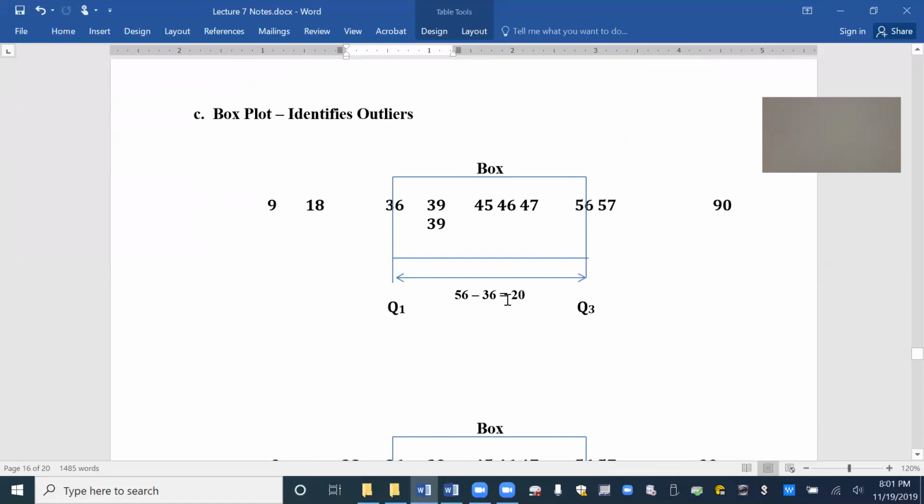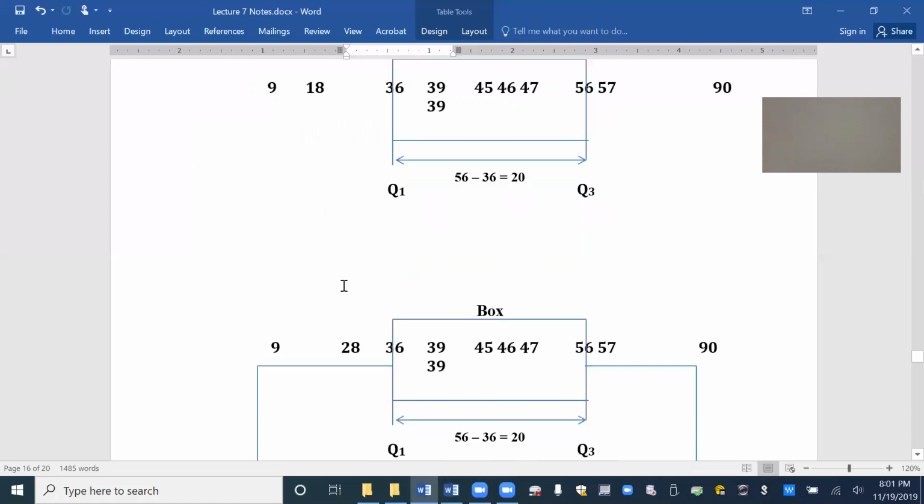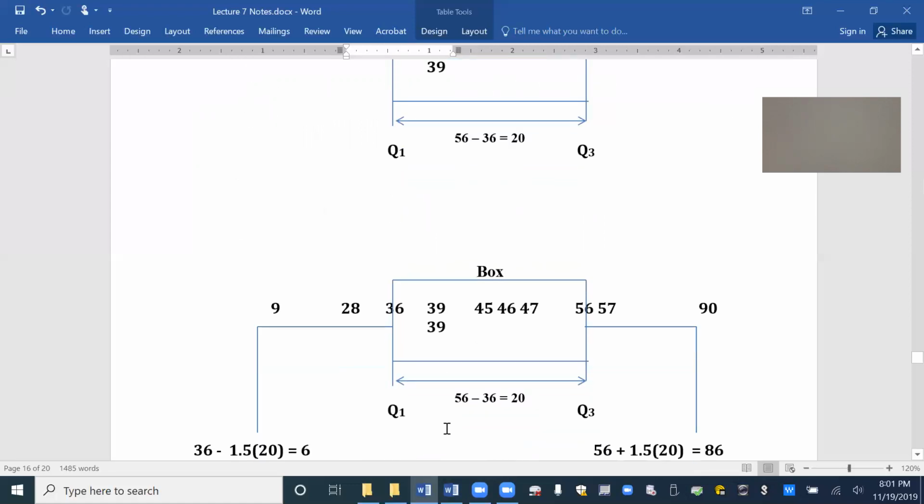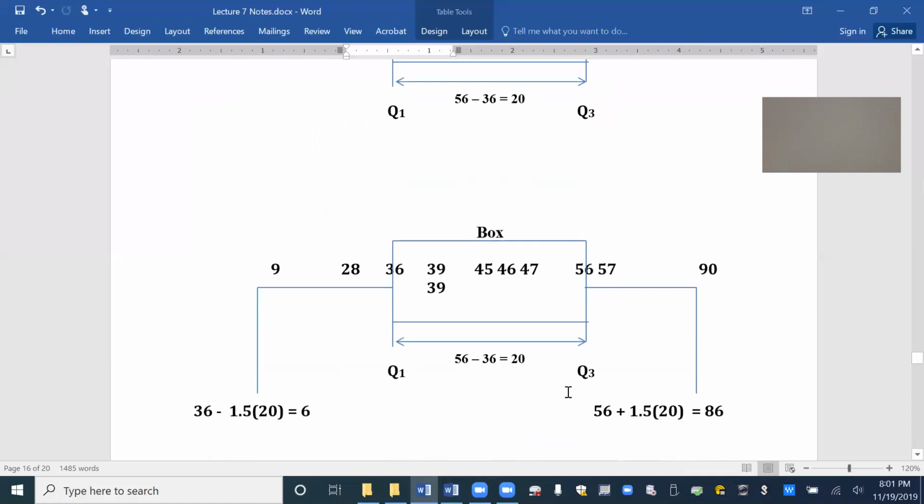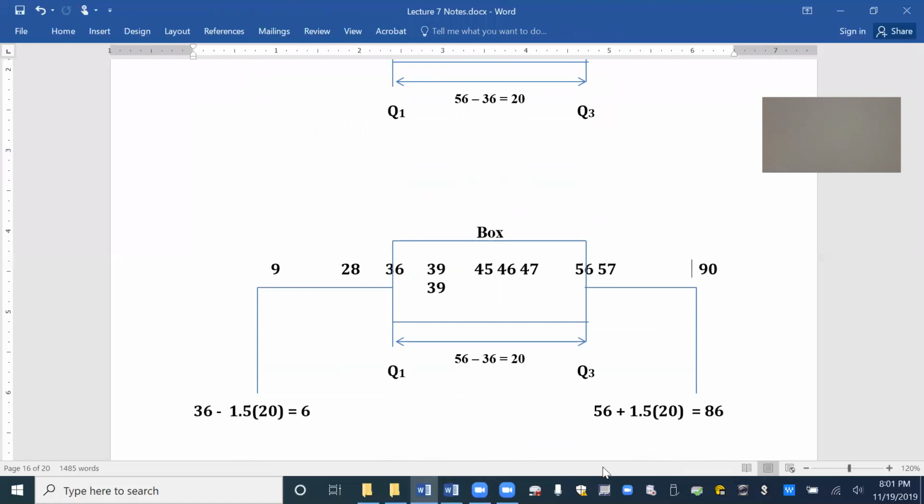So 1.5 times 20 is 30. So the whisker would go out from 56 all the way to 86. And the 30 subtracted from 36 gets us over to 6 on this end. So is there anything beyond the whiskers out here? Yeah, there's one, the 90. That is suspect. That is an outlier.